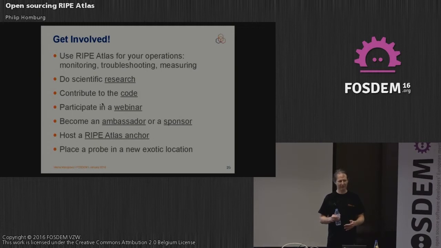If you care enough about Atlas, care about the quality of the results, then you can also host an Atlas anchor. The advantage of anchors is you get 10 times more credits. The disadvantage is you have to buy the hardware yourself. Apart from that, we do all the maintenance, so it's just the cost of buying some hardware, installing it in your rack, and it starts working.